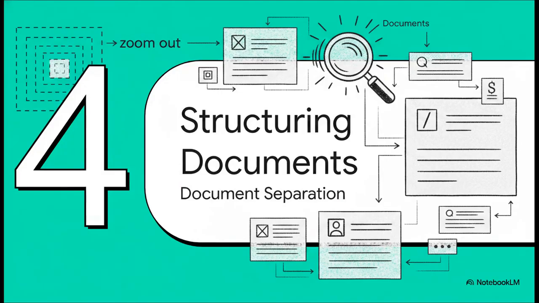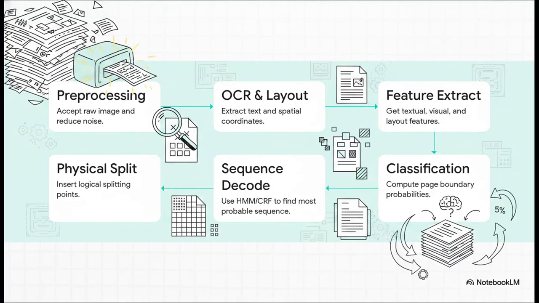All right, on to Section 4, structuring the unstructured. Imagine a bank scanning a massive 100-page stack of mixed, disorganized paperwork. How on earth does a machine know where one document ends and a completely different one begins? It relies on a super dense engineering pipeline.